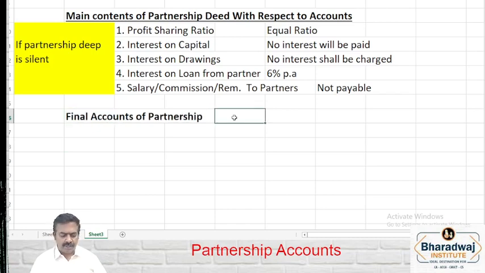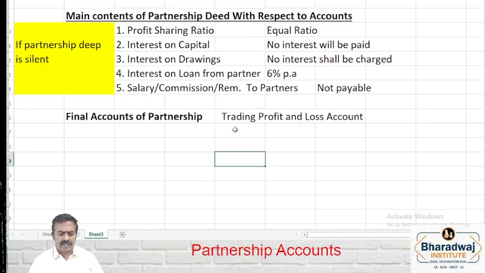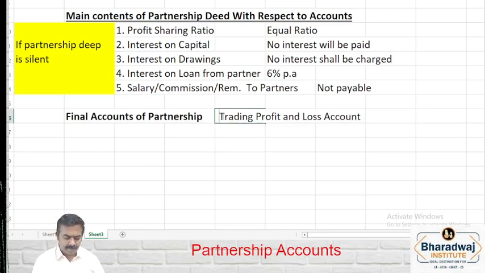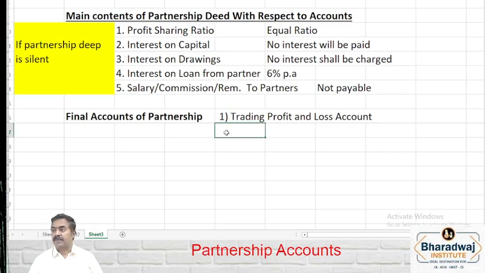Final accounts of a partnership include a trading profit and loss account. This is like any other concern, and it is the first one they prepare. You can take it along with me. Final accounts include, what is the first part? Trading P&L account. The second part is the profit and loss appropriation account.